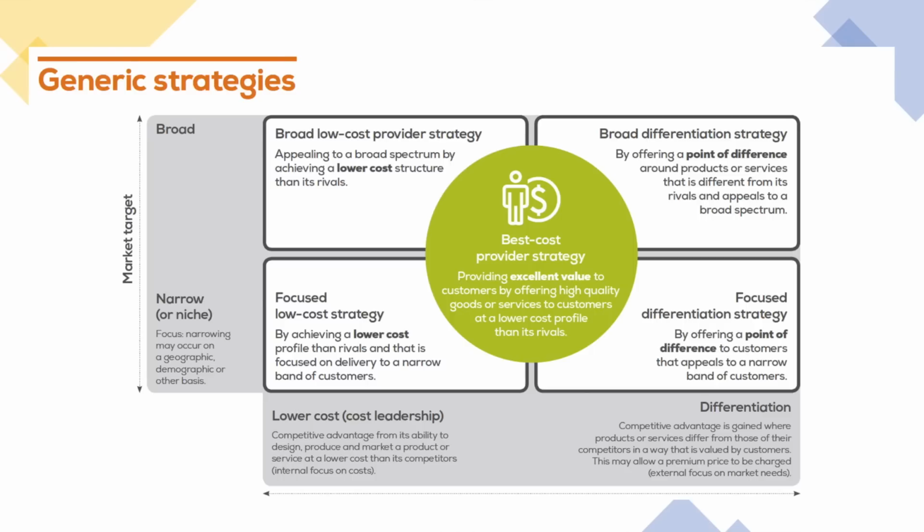Now, the best of these strategies is the fifth one. The fifth one is the best cost provider strategy, which has the characteristics of all of these four. So what does it mean? Providing excellent value to customers by offering high quality goods or services at a lower cost profile than its rivals. What is the example? What do you think of? Its example is Bunnings Warehouse.